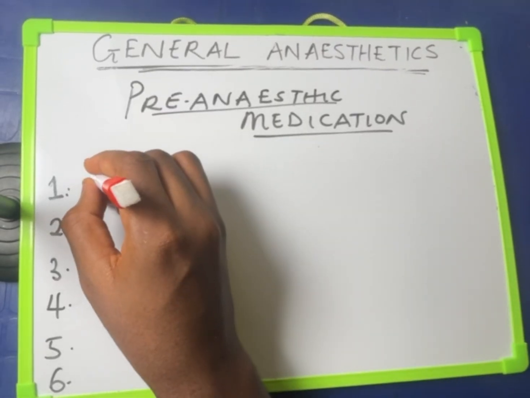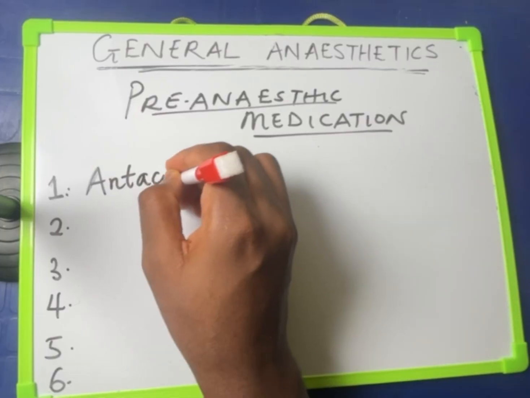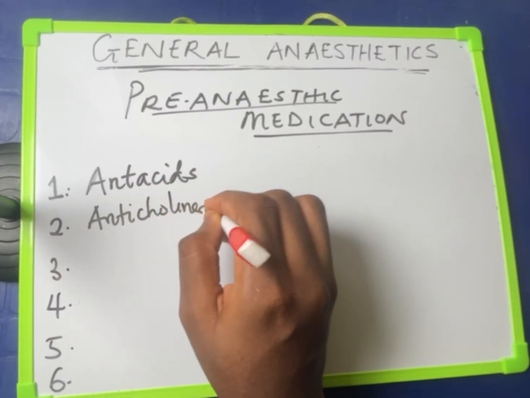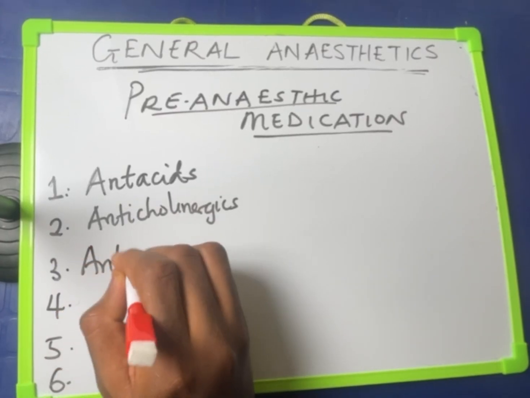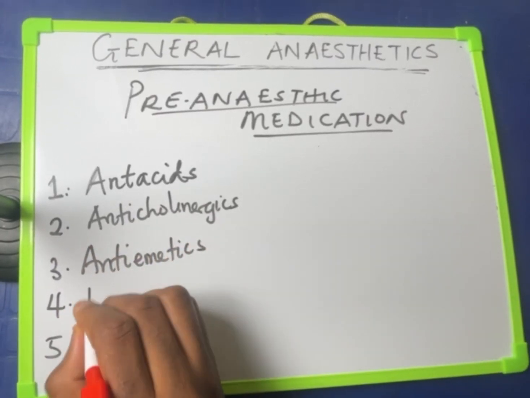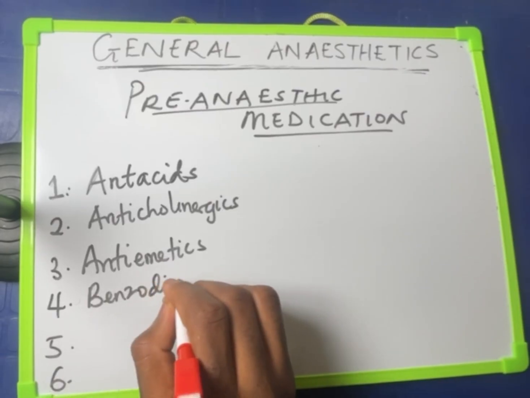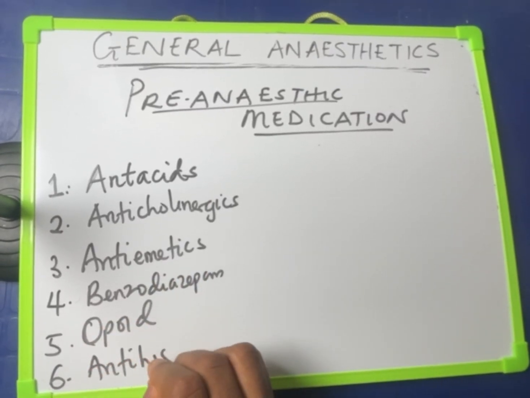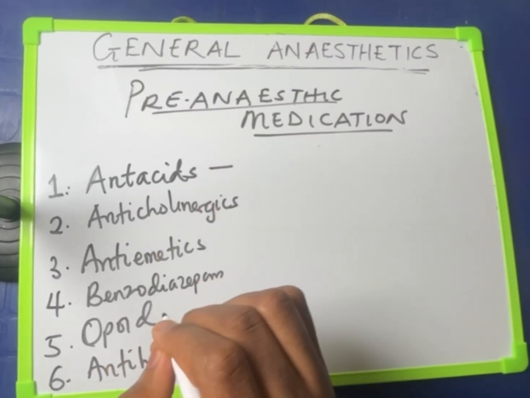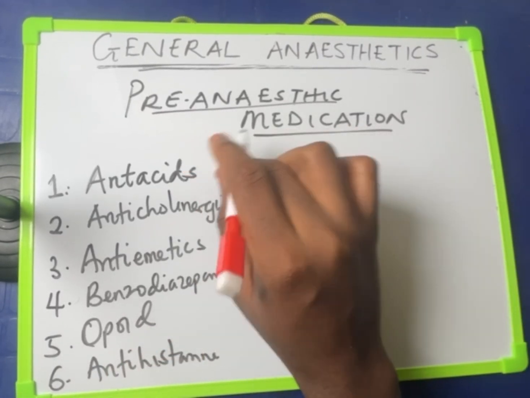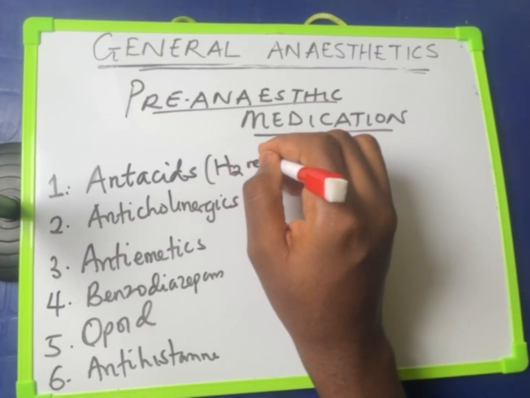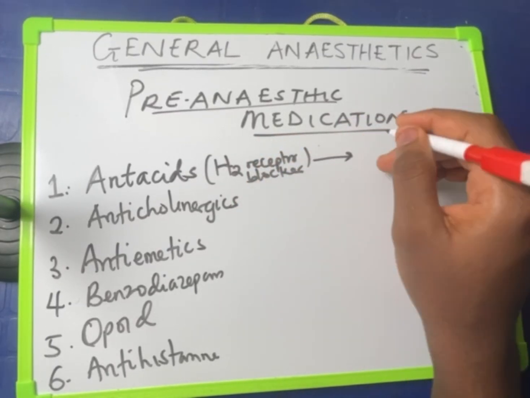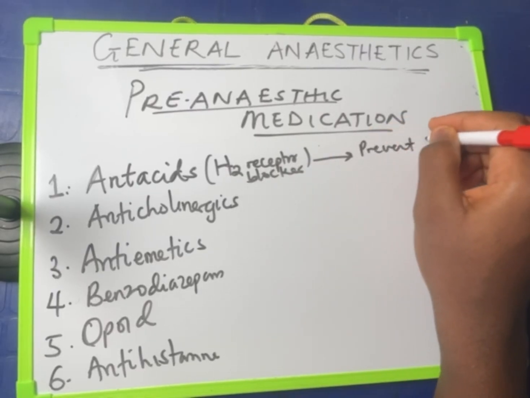Okay. Then we go now to pre-anesthetic medication. As we round up here, examples of drugs that we use before we give anesthetic agents: antacids, anticholinergics, antiemetics, benzodiazepines. We also give opioids. We also give antihistamines. Now, antacids, especially the H2 receptor blockers. A good example here is cimetidine, ranitidine. These drugs are very important because they are going to prevent the secretion of HCl.